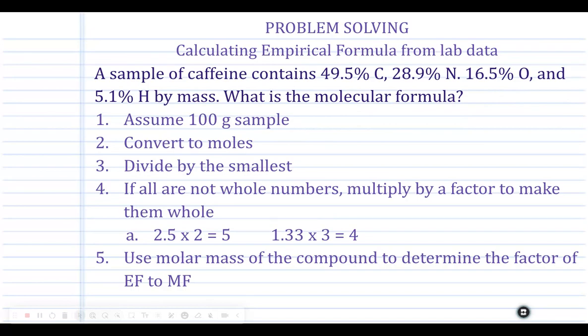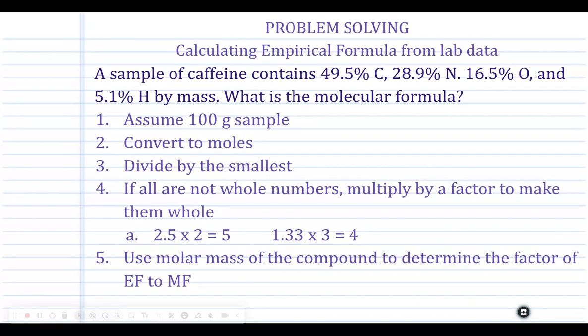All right, so the first step is I'm going to assume that I have a 100-gram sample. You just saw how I did that. Real easy. Then I'm going to take those masses and convert them to moles. I'm going to divide by the smallest one, and we'll talk about why. If they're not whole numbers, I'm going to multiply by some factor. There's a couple examples there. And then I'm going to use the molar mass of the compound to determine how the empirical and molecular formula relate to one another.